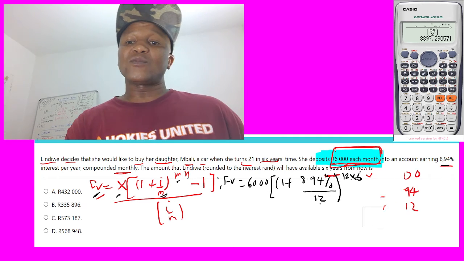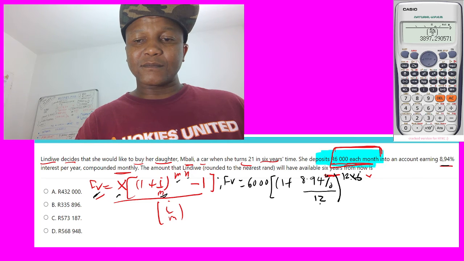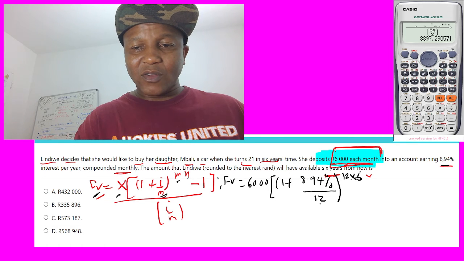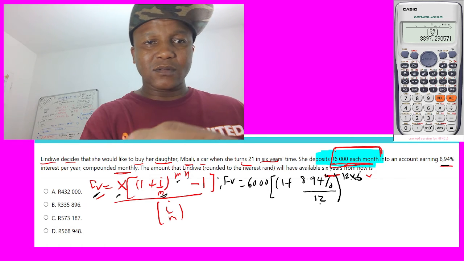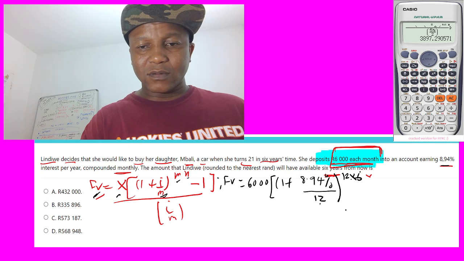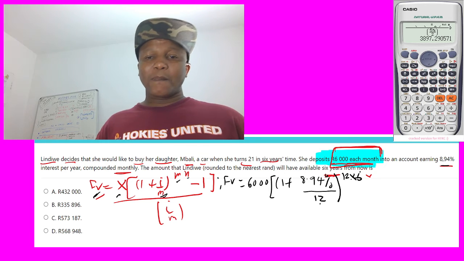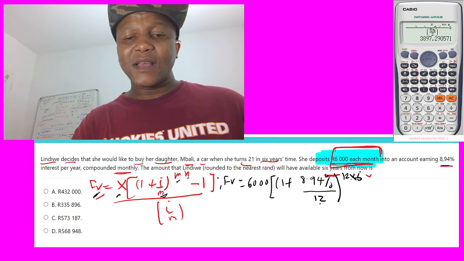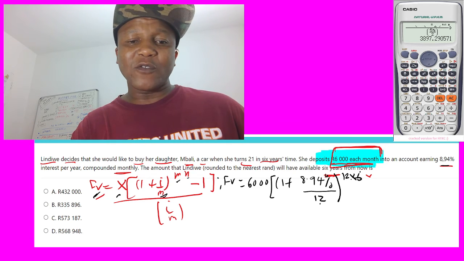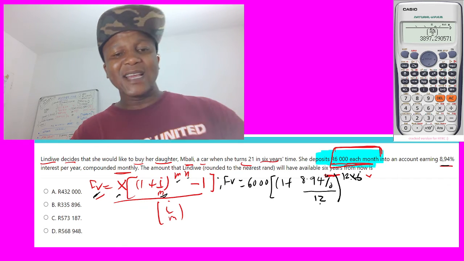Okay, let's see what it is here. Because we don't need this. We know everything. Okay, so what we're going to do, we're going to say minus 1. All this minus 1. So minus 1, and then we divide by I. What is the I? Our I we know is 8.94. So if you plug everything in, this is going to give you the last option, 568,948.